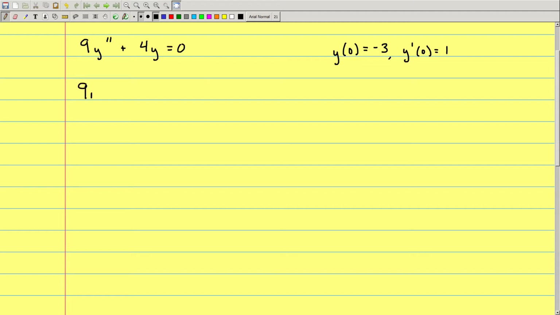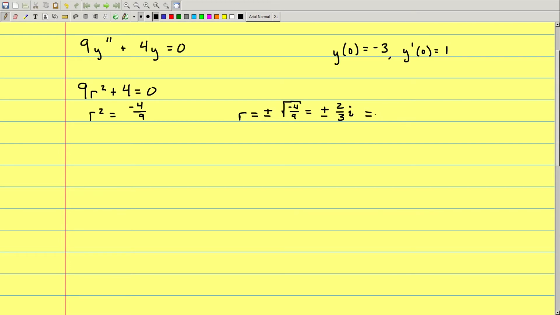Our characteristic equation is going to be 9r squared plus 4 equals 0, which we can solve fairly easily by subtracting 4 and then dividing by 9 on both sides. And this gives us that r is going to be equal to plus or minus the square root of -4/9, which of course is going to be plus or minus 2/3 i. So we're going to have imaginary roots for this. Notably, these roots don't have real parts.